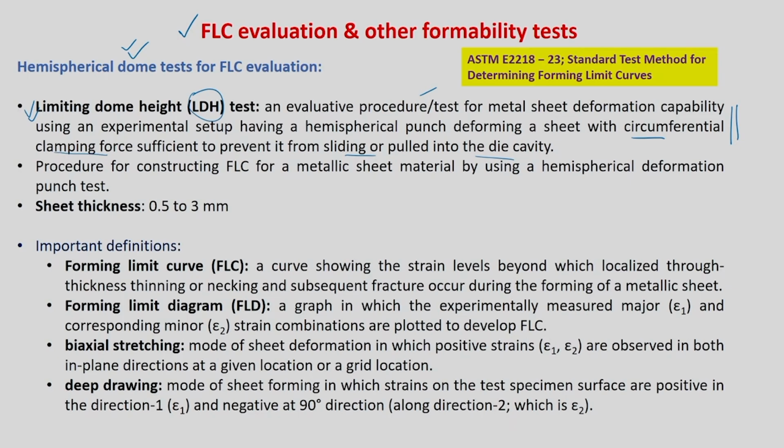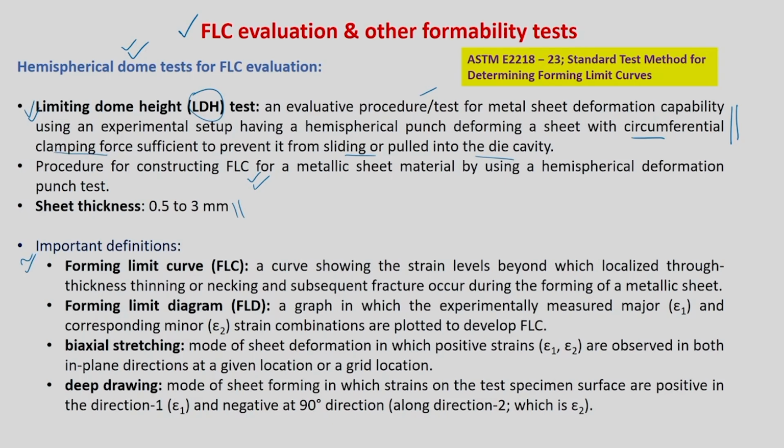Okay, so this is nothing but a procedure for constructing the forming limit curve of a metallic sheet by using a hemispherical deforming punch. Okay, and generally this test is available for all sheets which have a thickness of the order of 0.5 to 3 mm. Okay, so before we do that, there are some important definitions I thought would be useful for us.